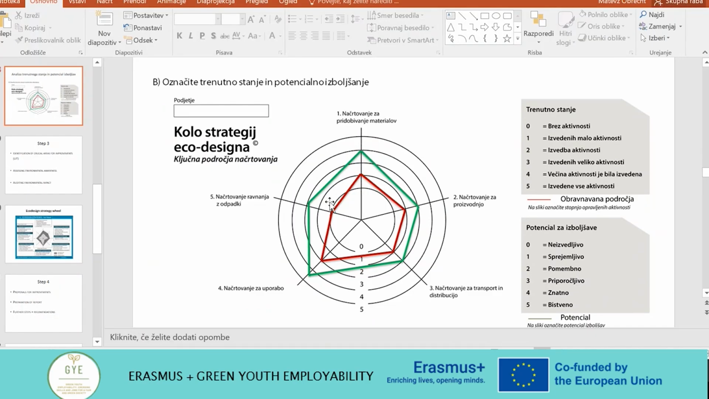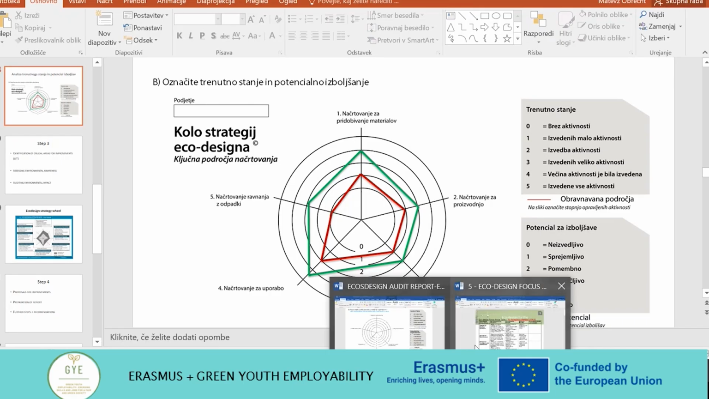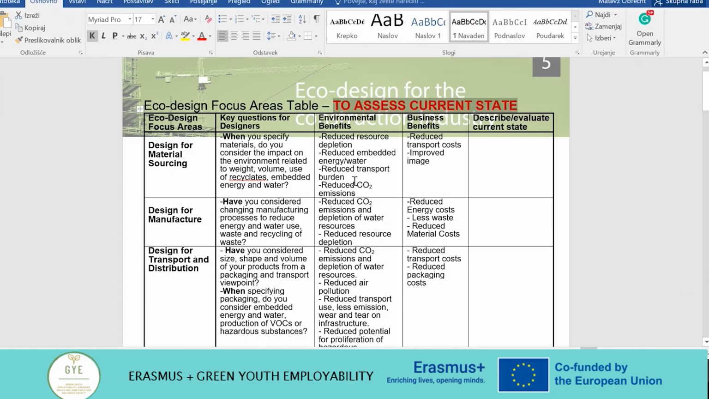And then you will assess where the biggest gap is. You can see it, the biggest gap is here. So that means if here is the biggest gap, this phase, design for end of life, is actually the area with the most potential for improvement. So you can do it to assess the current state.